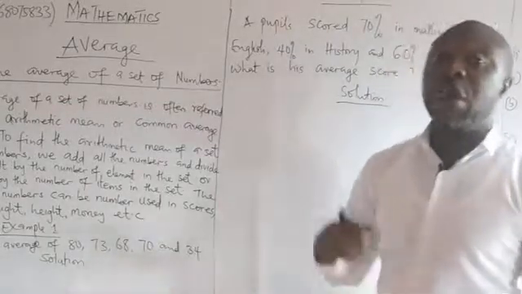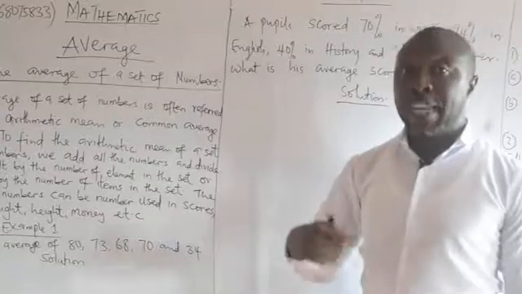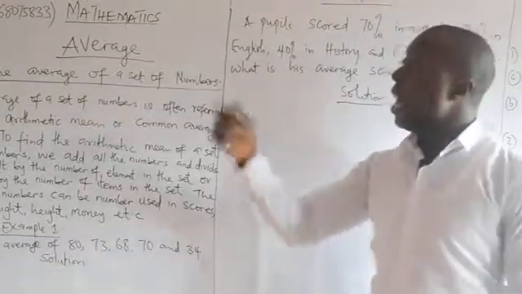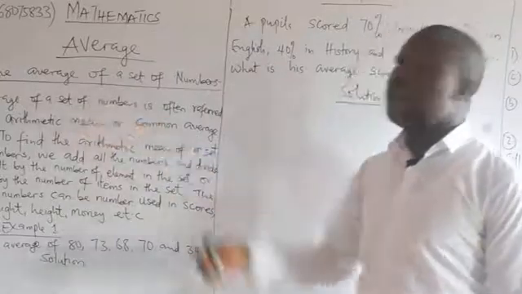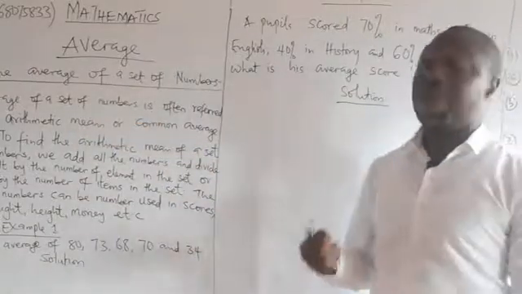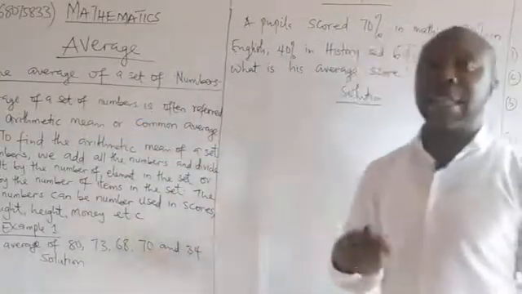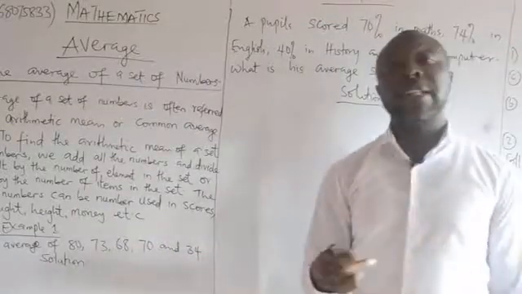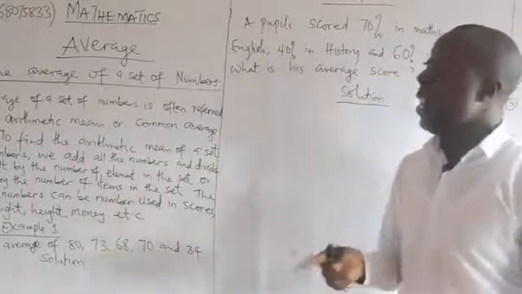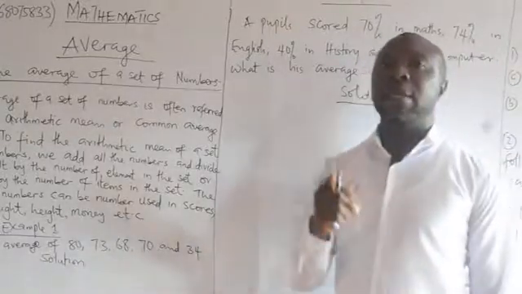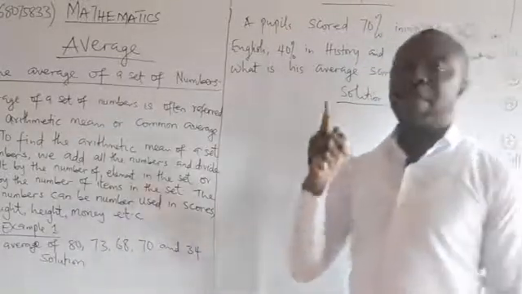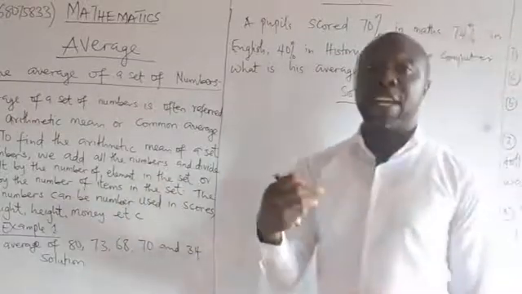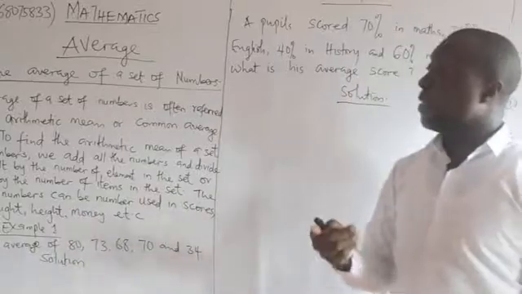I believe most of you are familiar with the word average. You've heard of the word average. The average of a set of numbers is often referred to as the arithmetic mean or common average. In some questions, you'll be asked to calculate the arithmetic mean. Please, whenever you see arithmetic mean, it's also the same thing as the average of a given set of numbers.